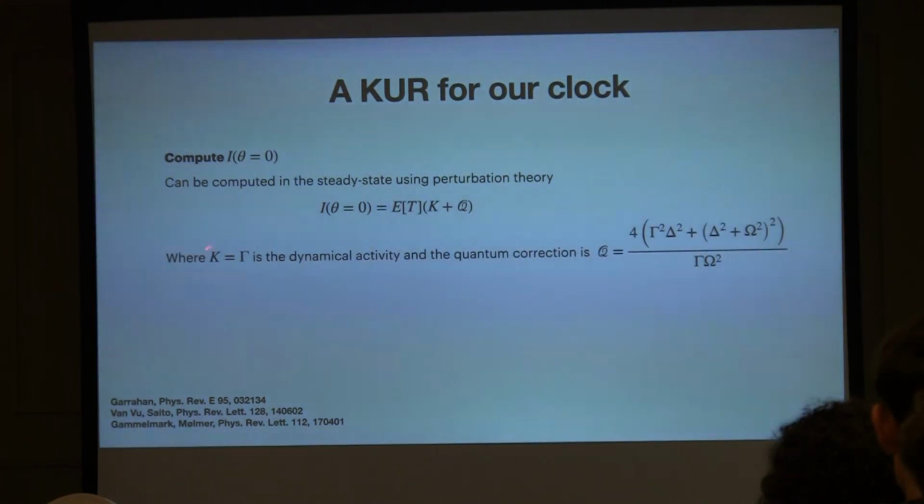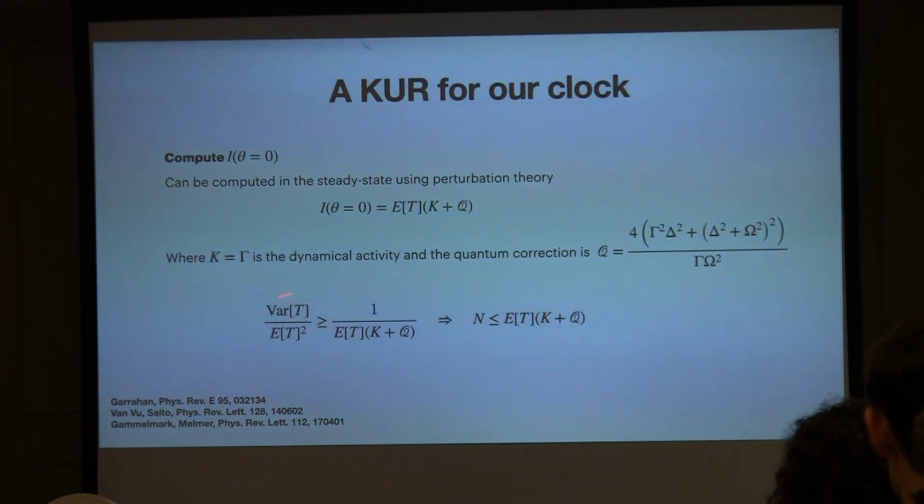And like I said before, K is the dynamical activity. It's just equal to the measurement rate. And this Q term is what's called the quantum correction, or the quantum dynamical activity. You can see we can get an answer for it analytically, and it is just determined by all the different rates in our equation.